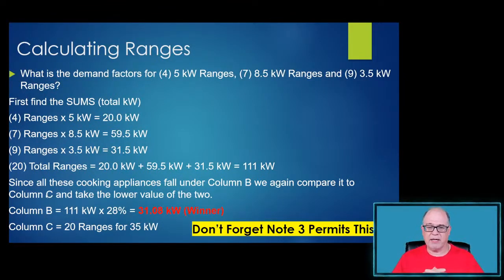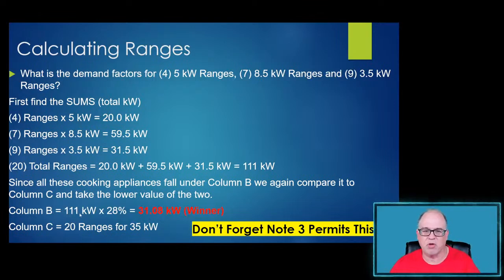Now, quite interesting here is all of these ranges, okay? All of these ranges fall where? They all fall under column B, right? 3.5 and not more than 8 3/4, right? That 5 kW, that 8.5, and that 3.5 kW. They all fall under that same column, okay? But we still want to compare it to what? We still want to compare it to C, right? So in this case, since all of these appliances fall under B, we can compare it to C. So let's go look at column B.